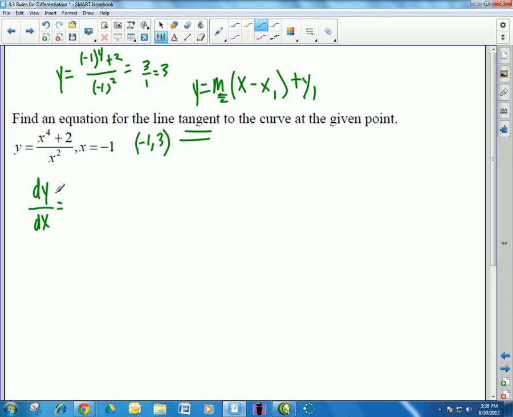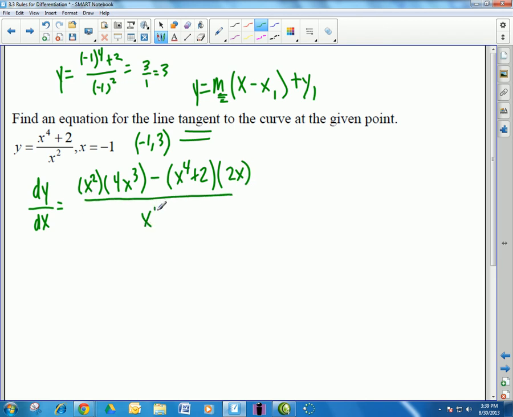Okay, so the first thing is, you notice it's the quotient rule. So it's going to be low d high minus high d low over low low. So low, d high, minus high, d low, all over low low. So that'd be x squared squared, so x to the 4th.